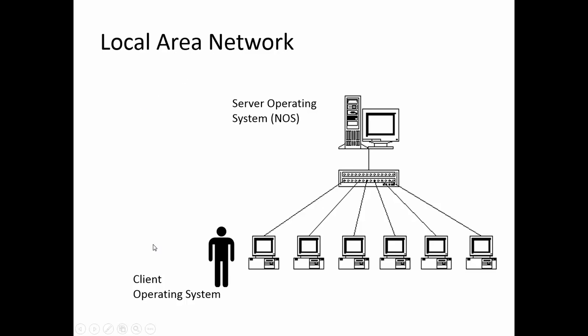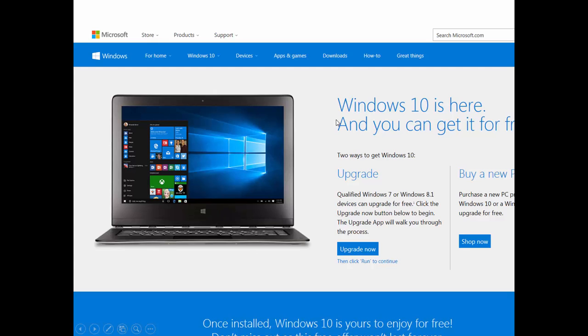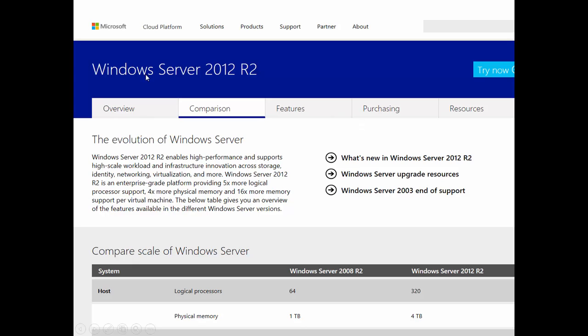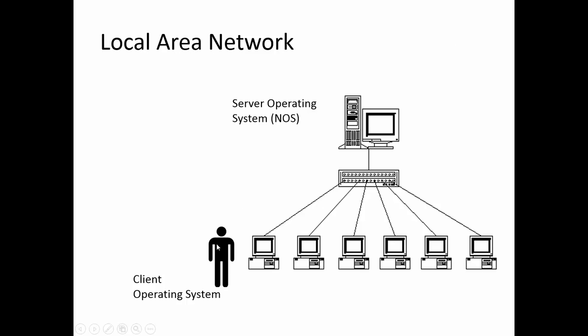In a local area network, we have workstations or clients, and the software that controls the client workstations is the client operating system. A client operating system would be, for example, Windows 7 or Windows 8 or Windows 10. And then on the file server, we need an operating system as well, and a server operating system is also called a network operating system. An example of a network operating system would be Windows 2012 Server. We have client operating systems and server operating systems.